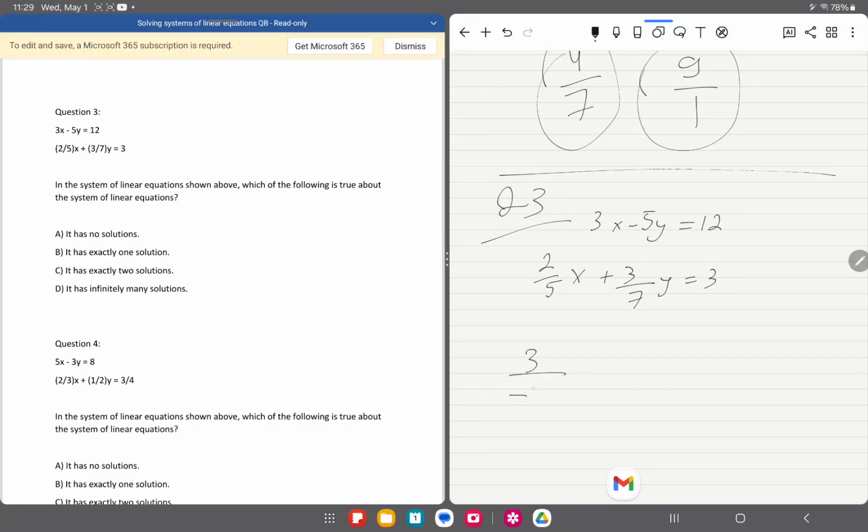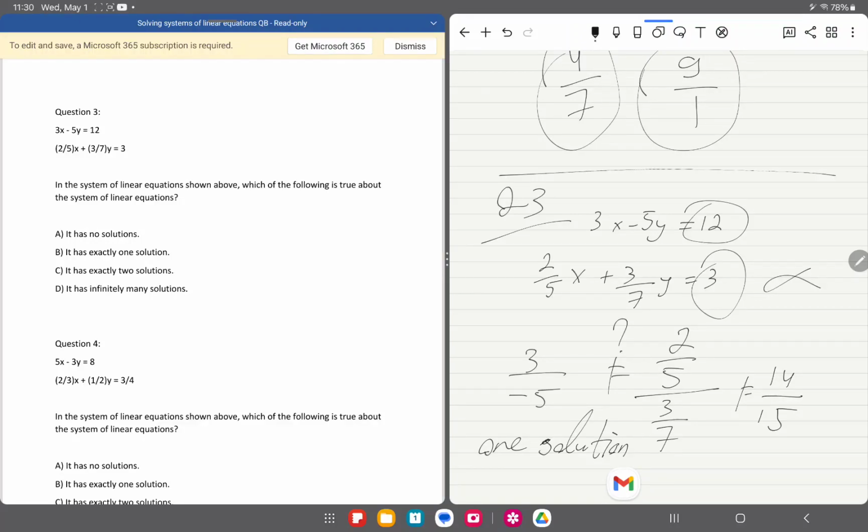And then I'm gonna try 3 over minus 5, so I'm gonna go here, 3 over minus 5. Let me see if it's equals 2 over 5 over 3 over 7. Let me just plug it in immediately. 2 over 5 over 3 over 7. So 14 over 15. So no. So one solution. Now I didn't have to continue because these two were not equal, so 12 over 3 is not equal. So over here I have one solution over here. I've got one solution over here. Since this one is not equals to this one, and it's not equals to that one.